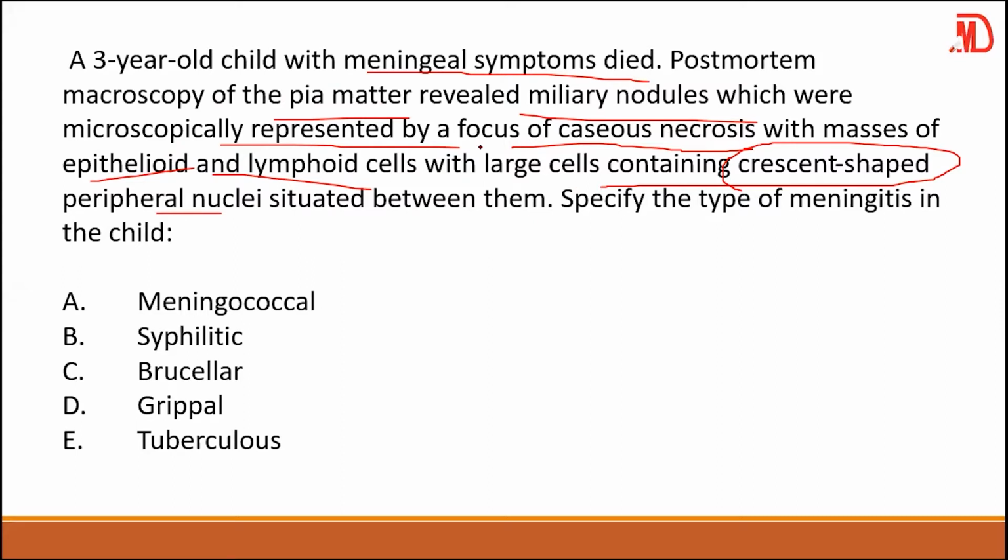Now, caseous necrosis is a type of, a complication of tuberculosis. So over here, we are definitely looking at tuberculous meningitis. Now, in meningococcal meningitis, you might be seeing some sort of infection or rashes on a child's body. But over here, nothing like that is present. So over here, we are definitely going for tuberculous meningitis. So your answer here is E.